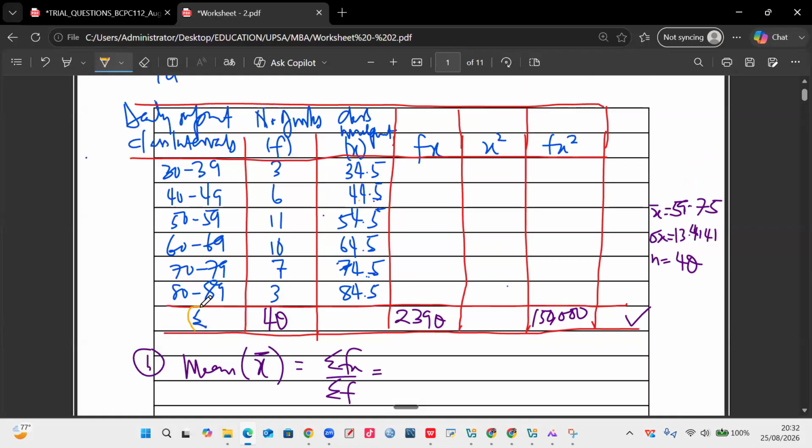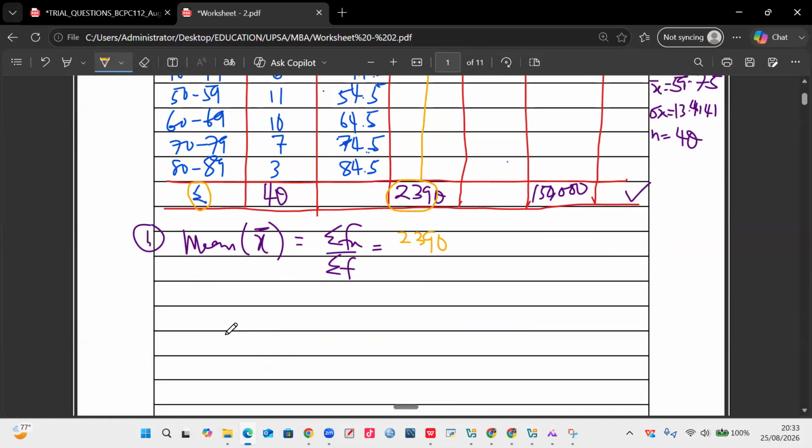This is sigma. This is fx. This is where they meet. So sigma fx is 2390 divided by 40. Don't bother yourself by going to add. The answer is already here.